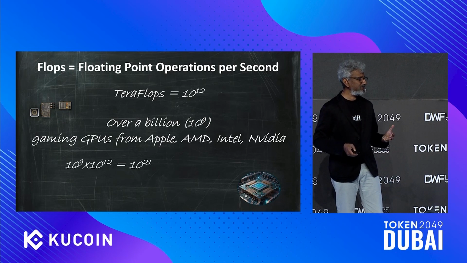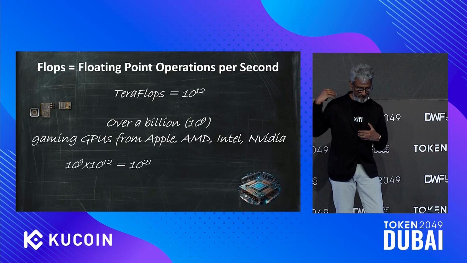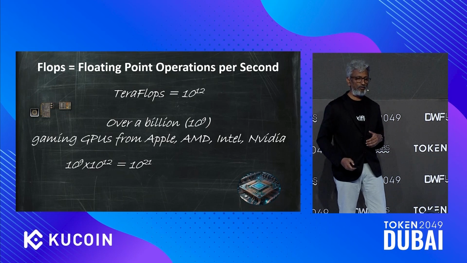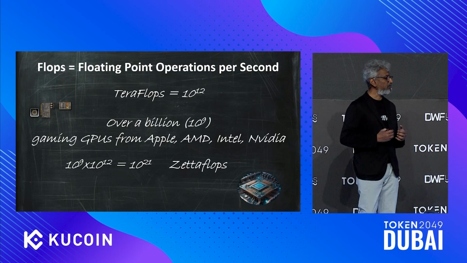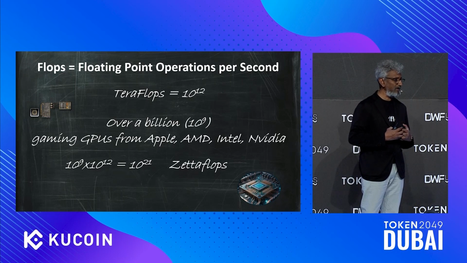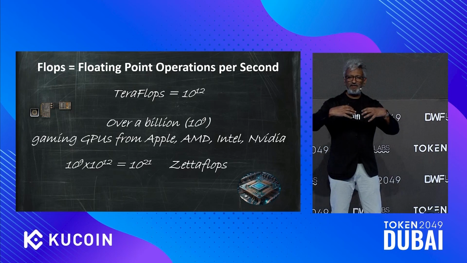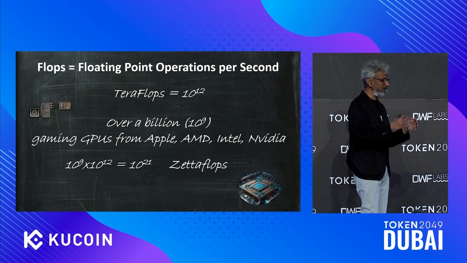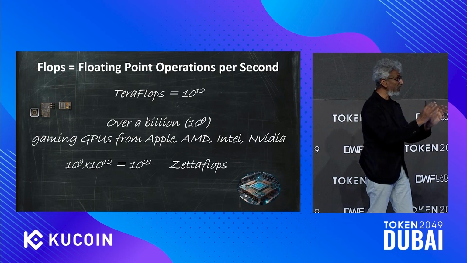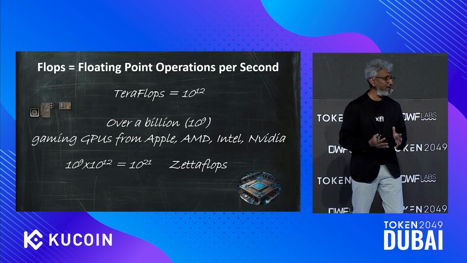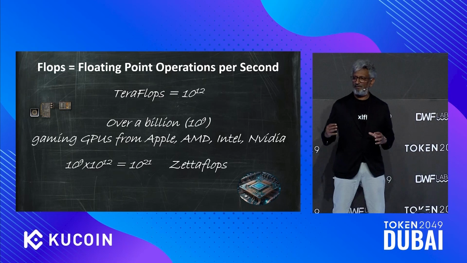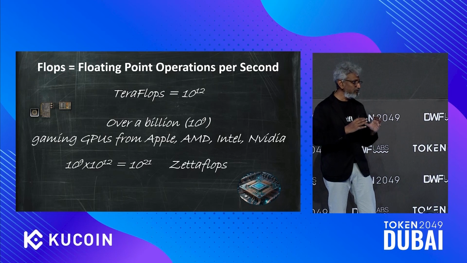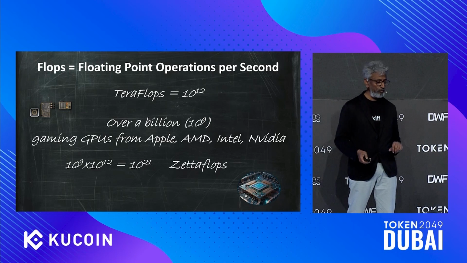It's really interesting: if you multiply a billion by a trillion, which is a teraflop, you get 10 to the power of 21. That's a zettaflop. That's a huge number. If we can collectively leverage all these flops sitting with gamers, in your MacBook, your iPhone, your iPad, or an Android tablet, you have a zettascale network. This is a huge, huge network, and I'll tell you why.